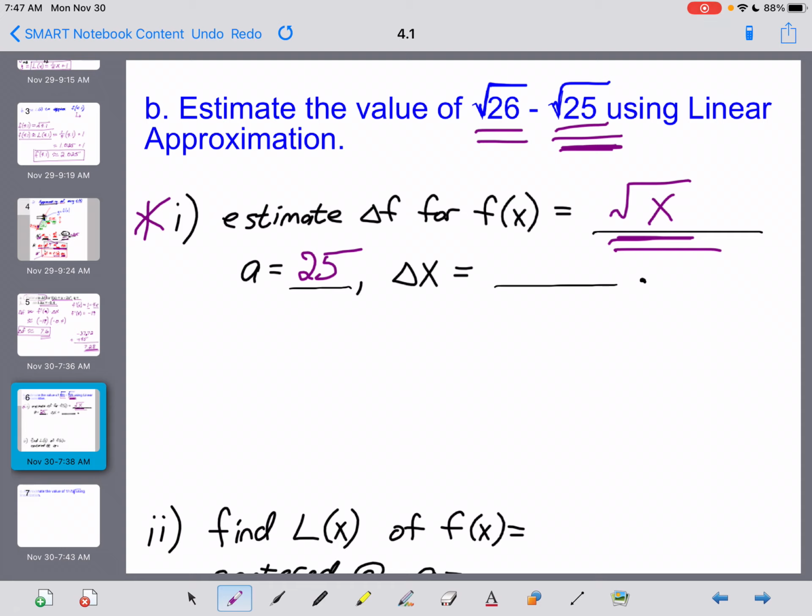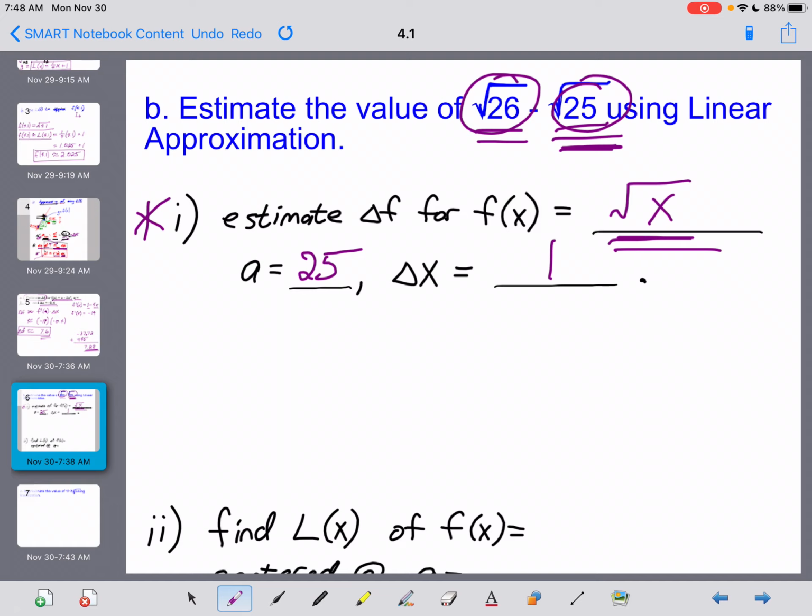And now for delta x, this isn't a choice that we get to make. You need to look at this value here and this value right here and realize that the first term, the square root of 26, is f of 26. The second one is f of 25. And the change between those x values from 26 to 25 is 1. If it was the square root of 28 minus the square root of 25, delta x would have been 3. But in this case, it's just 1.